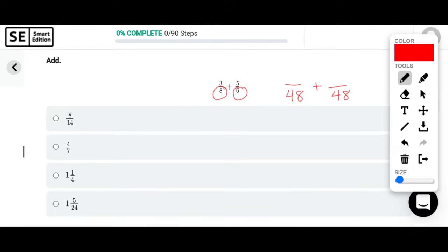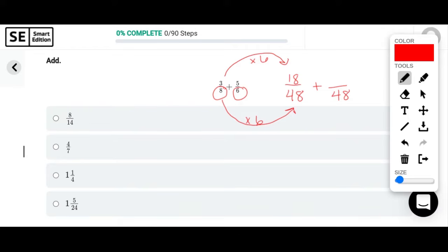So what we do from here is we're trying to create equivalent fractions with a denominator of 48. So I'm going to look here and say, well, to get from the 8 to the 48, I multiplied by 6. And if I do it on the bottom, I have to do it on the top because I want these to stay equivalent. So 3 times 6 would be 18.